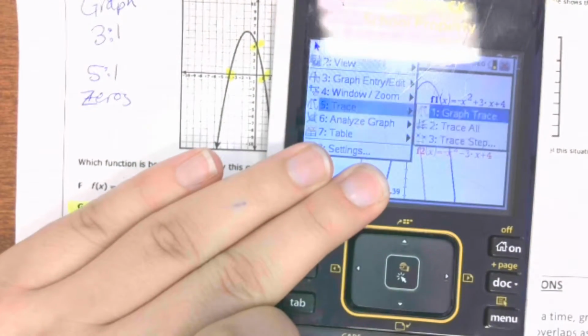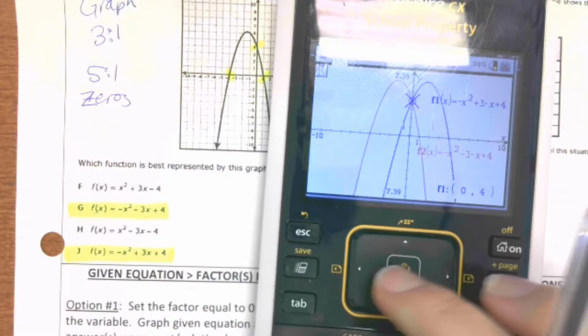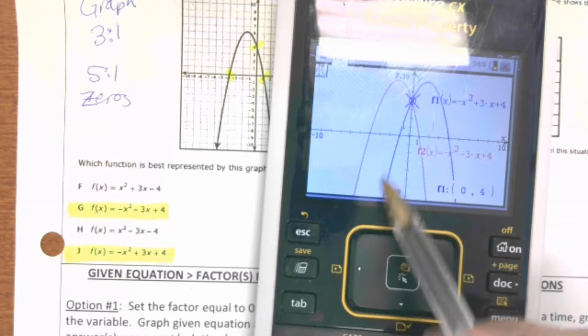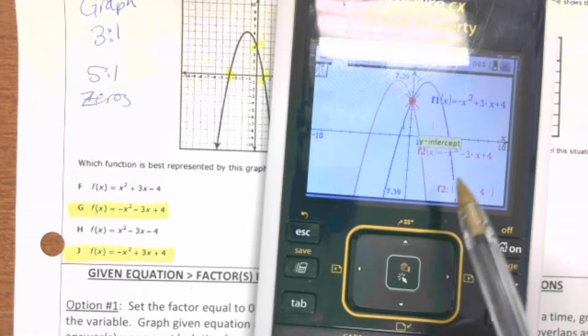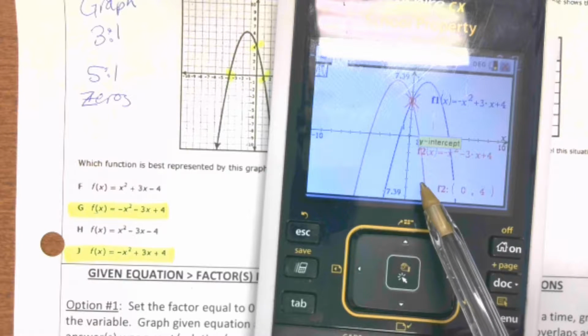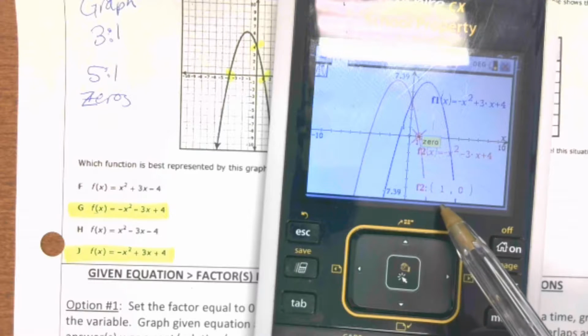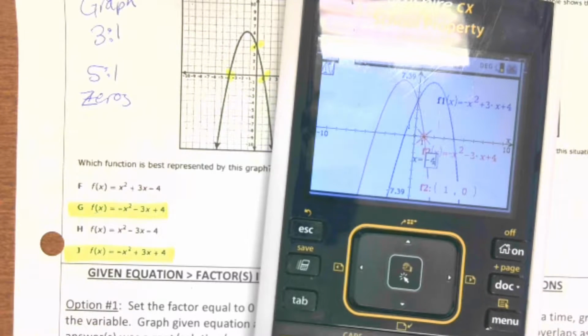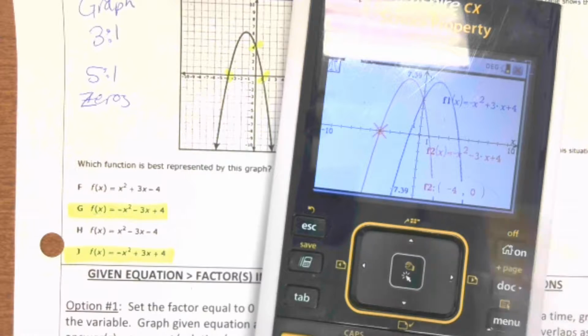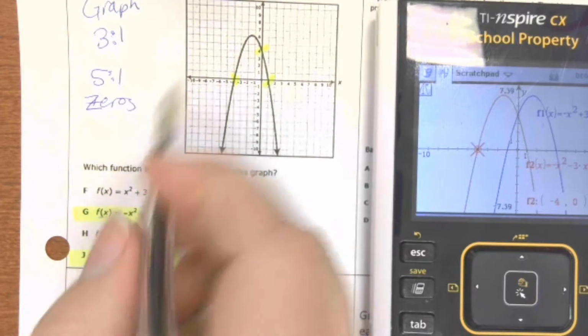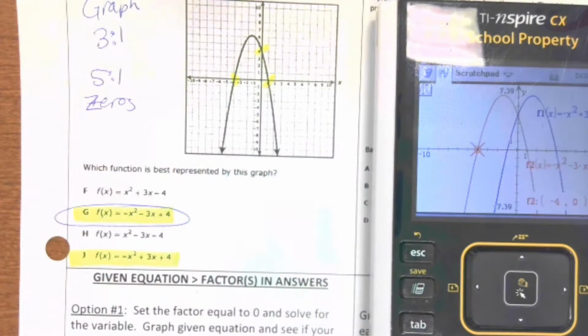So I'm going to go menu 5, 1. Now notice that this is in blue. That means I'm on the blue graph. I'm going to press the down arrow and I'm going to switch to the red graph. Now my answer's in red. I'm going to slide to the right. Hey look, it's at 1 exactly. I bet if I type in negative 4, hey look, it's at negative 4 exactly. That means this is my choice.